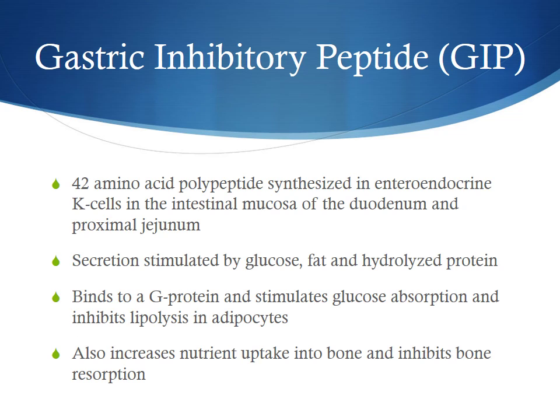Gastric inhibitory peptide, otherwise known as GIP, is a 42 amino acid polypeptide synthesized in the enteroendocrine K cells in the intestinal mucosa of the duodenum and the proximal jejunum. The secretion of GIP is stimulated by nutrients such as glucose, fat, and hydrolyzed proteins.